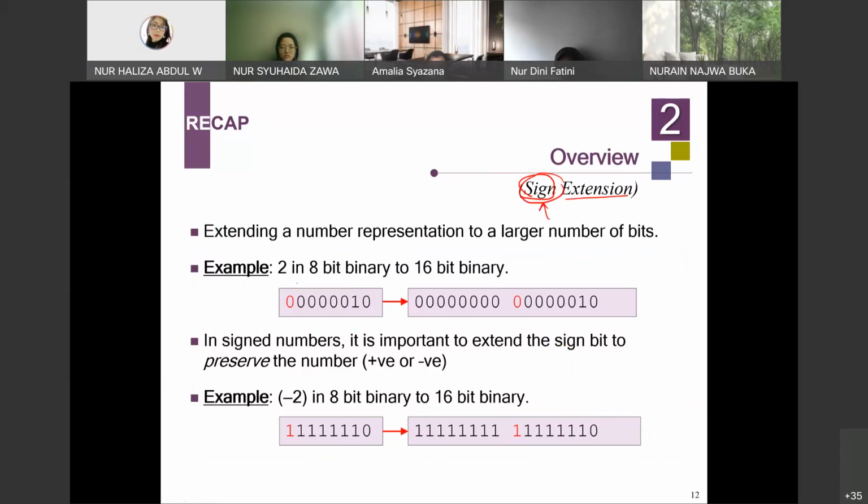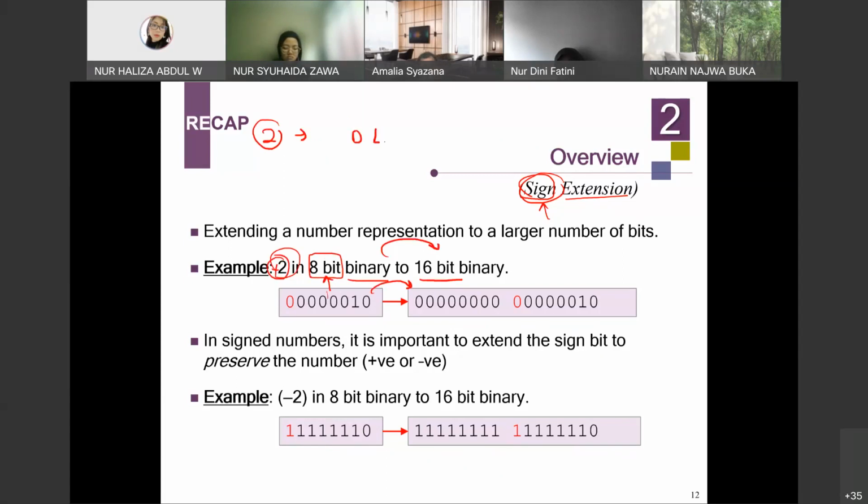The most important, the easiest one, which is sign. Unsigned is easy, but we look first at the sign extension. Here we have example 2 in 8 bits. You need to write 2, and represent it in terms of 8-bit binary to 16-bit. It's easy, right? You have 8 bits altogether, and you just represent it in 16-bit. But this one is a positive number.